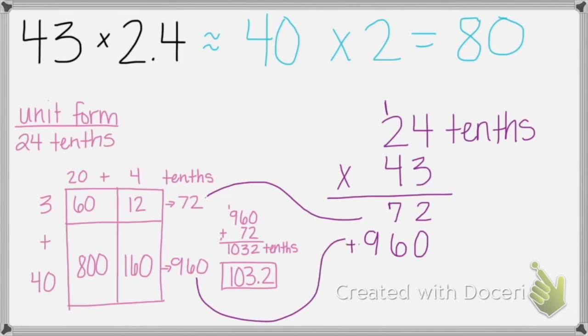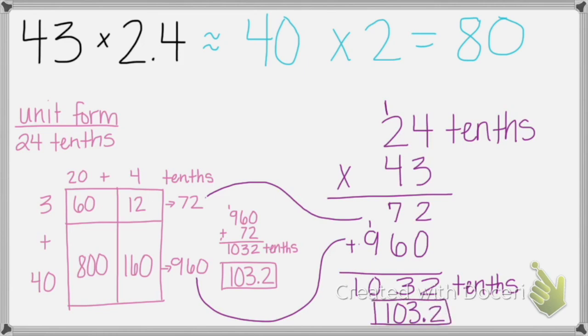I add these together, and I get 1,032, and these are in tenths. And so then I just need to rewrite this as we're in standard form. And my answers match.